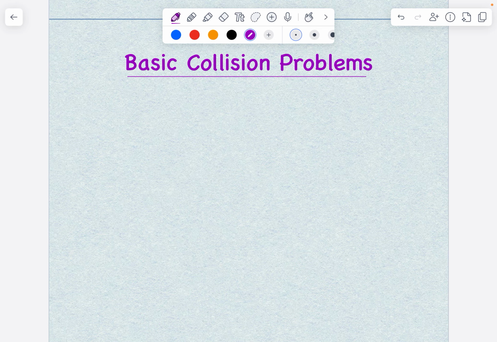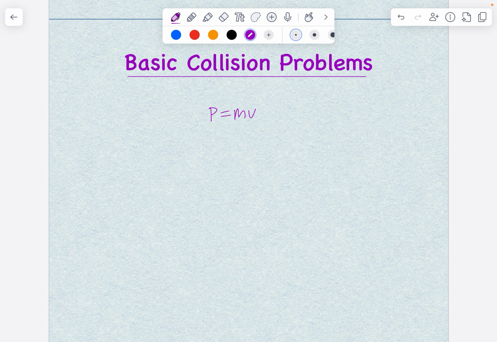So the main idea with basic collision problems is momentum is equal to mass times velocity. We use momentum because in a collision we have two objects moving towards each other and colliding, and the biggest thing to note is momentum. We write momentum with the letter P, and again that is just equal to mass times velocity.